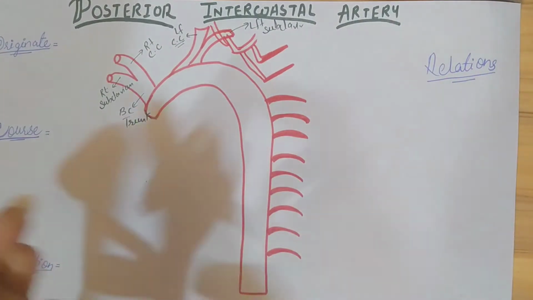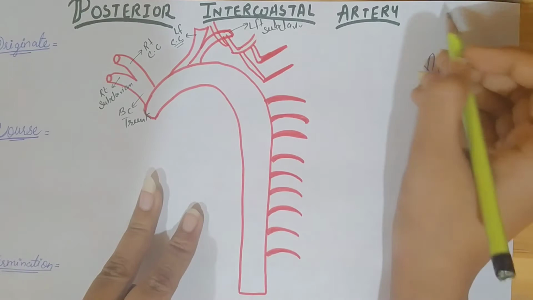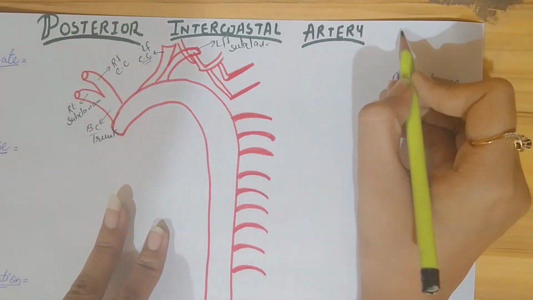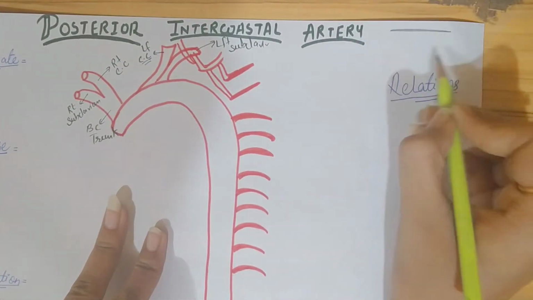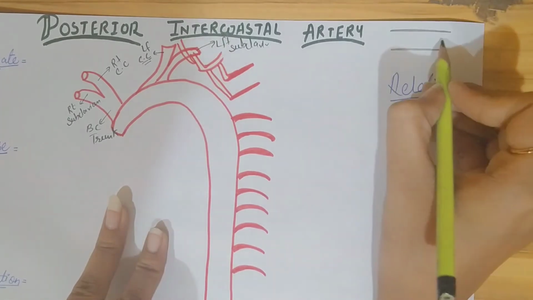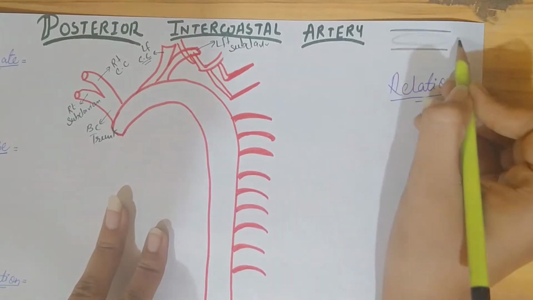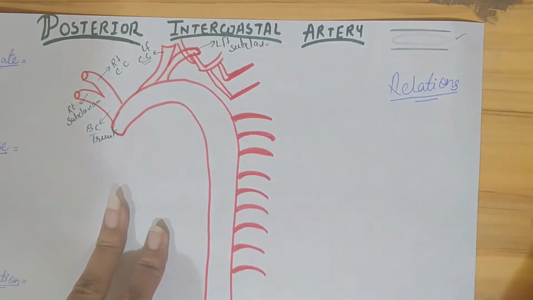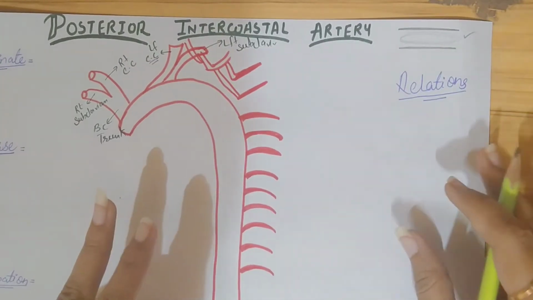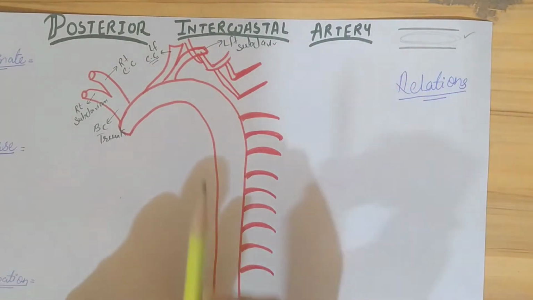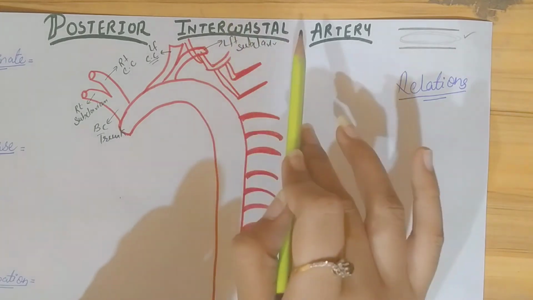What are intercostal spaces? Let me show you now. Here you can see, here is the first rib, here is the second rib. The space between these two ribs is called the intercostal space, right? So there are 11 intercostal spaces, thus there are 11 posterior intercostal arteries.